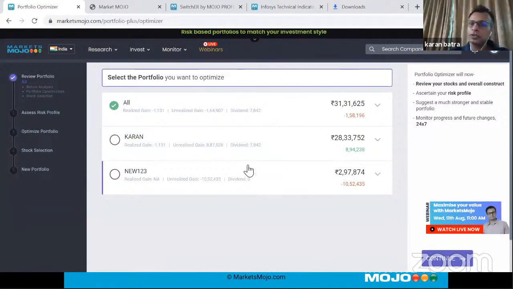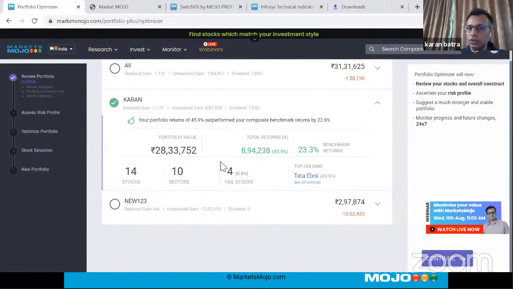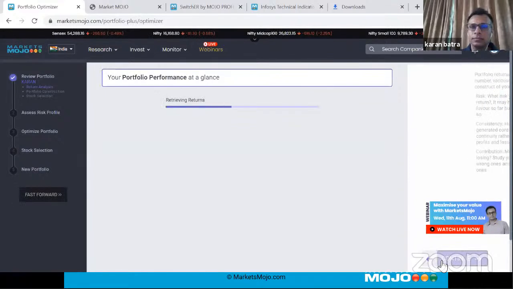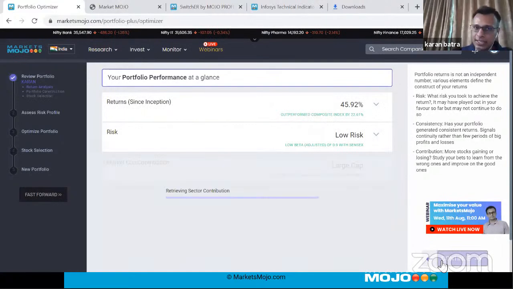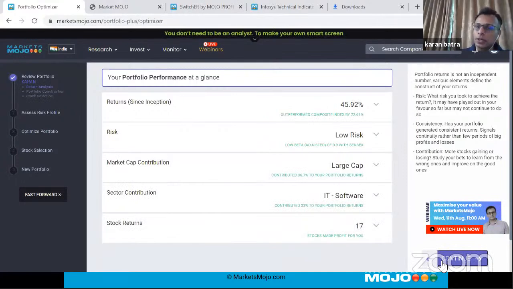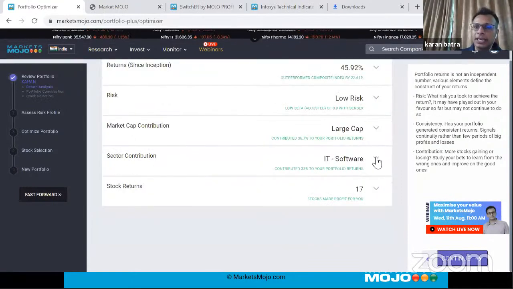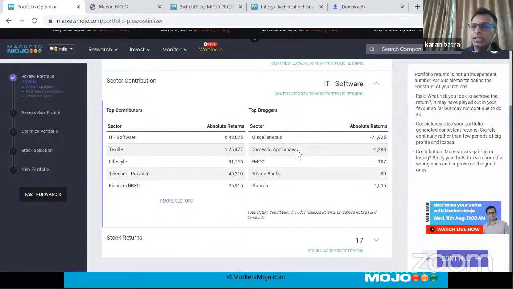If you have multiple portfolios, you can optimize the entire portfolio together, or you can also individually optimize the portfolio. So like I'll optimize this portfolio, 14 stocks across 10 sectors. Now here it is analyzing your portfolio. This information is coming from the analyzer itself, where it is telling you what has happened in the portfolio so far. What has worked for me? What has contributed to the performance? What has not contributed to the performance? What has made losses for me? For more details, I can click here and I can see these are the sectors that made money, and these are the sectors that lost money for me.